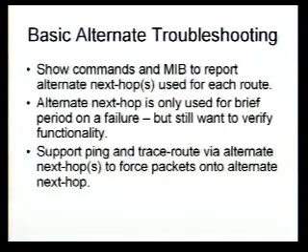So for basic troubleshooting on your alternates, well, you have your show commands, you have your MIBs in order to tell you which next hops are used for each route. But the alternate next hop is only used for a short period of time, and you may still want to verify the functionality. Now, you can extend ping and traceroute very straightforwardly to send traffic across the alternate next hop to see what path it's going to take.